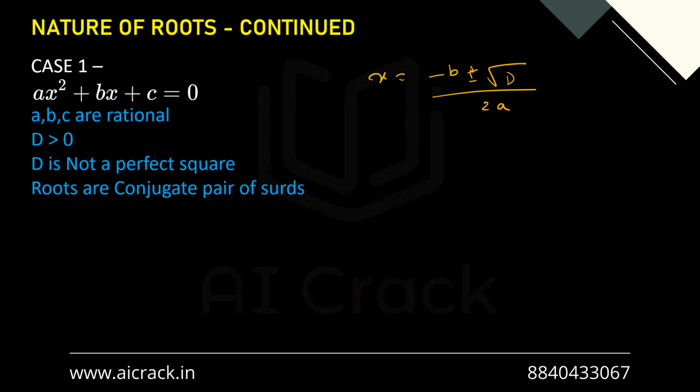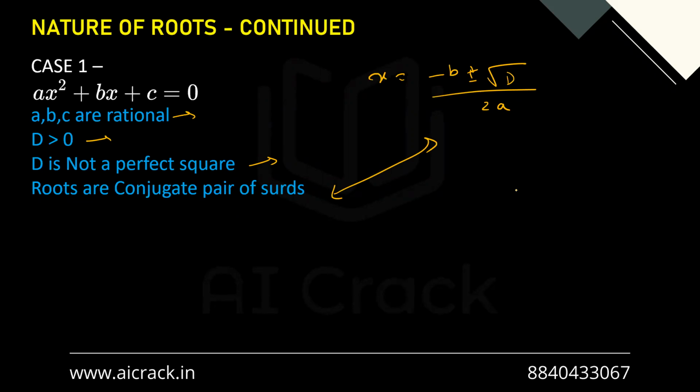So basically it's occurring in pairs because it cannot come out of the root and get added onto minus b, right? So that is why these kinds of roots come in pairs. So the condition is D is greater than 0, all these three are rational, and D is not a perfect square. In that case, we can have this kind of format.